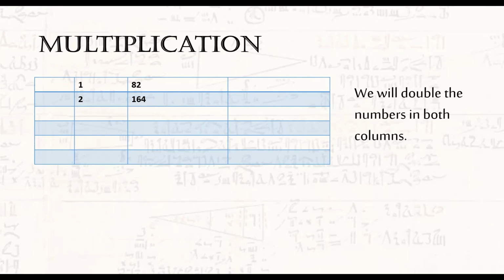Okay, and then we're going to double again. So the next row will be 4 and what? 328. 328, good. And then the next one? Would give you 656. 8 and 656. And then the next one?